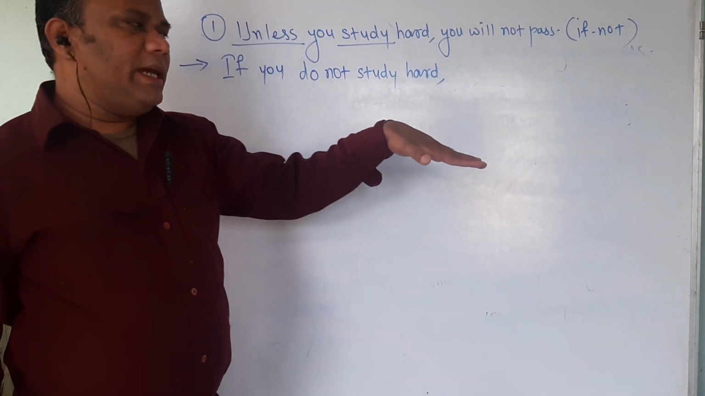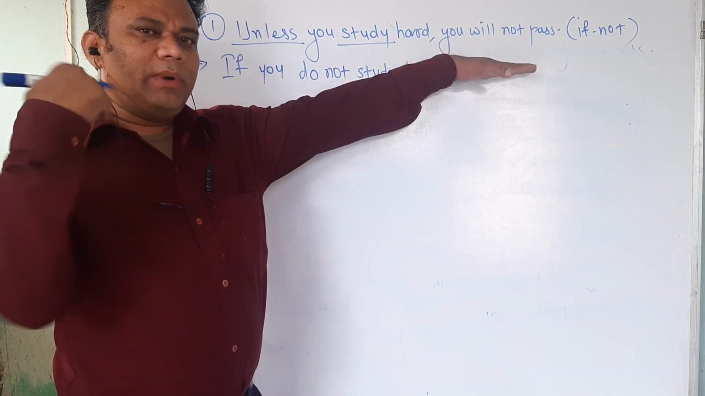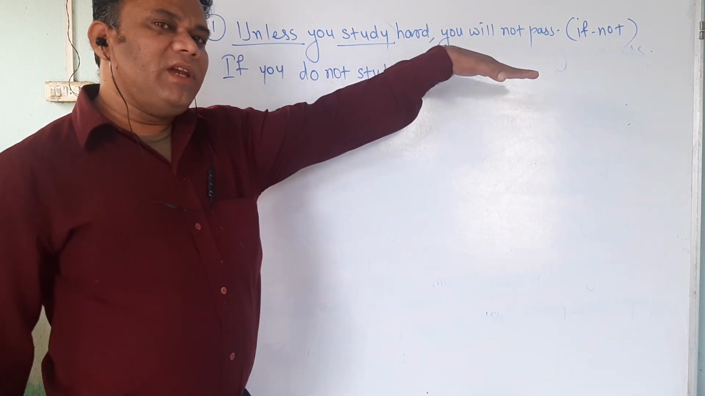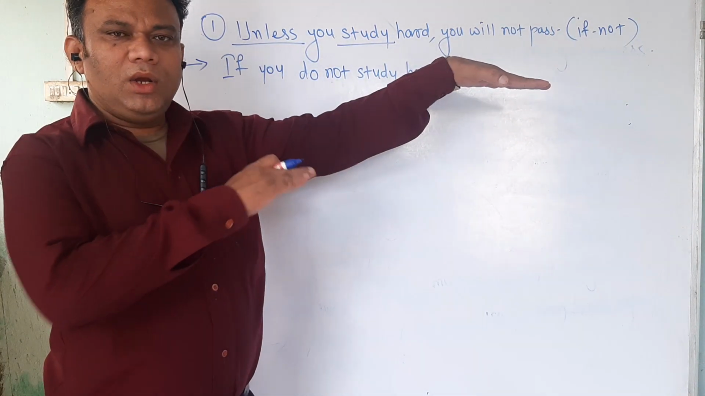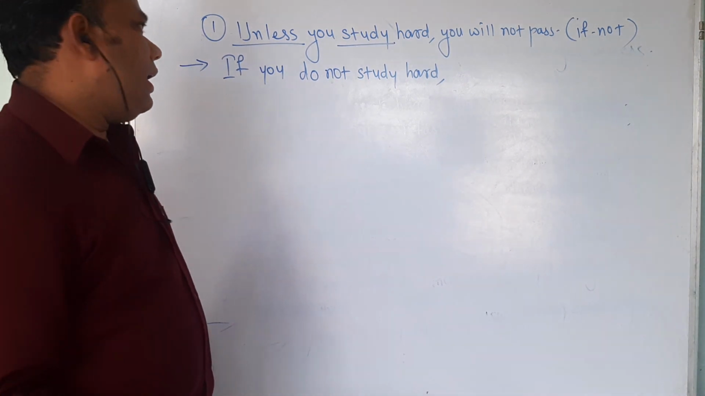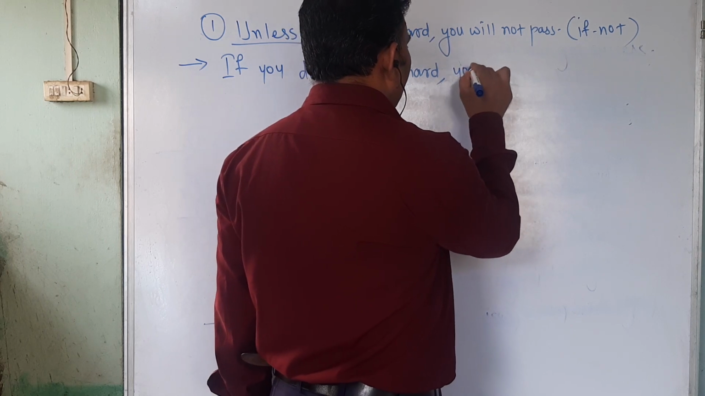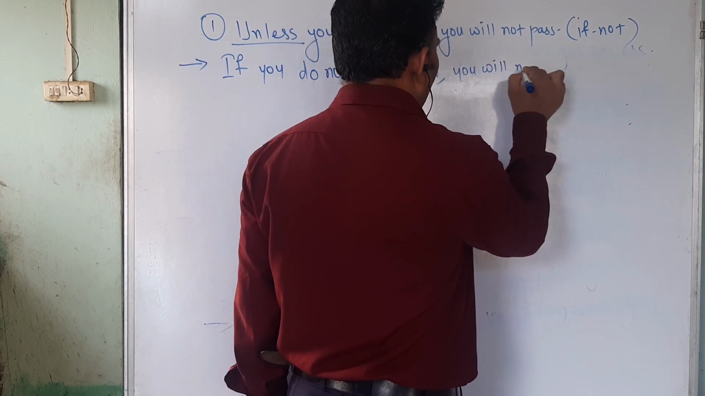Now I have already said that while using if not, in the other part of the sentence, means the part of the sentence which is given after the comma, in that part no change will be there. That part we have to write as it is. If you do not study hard, you will not pass.